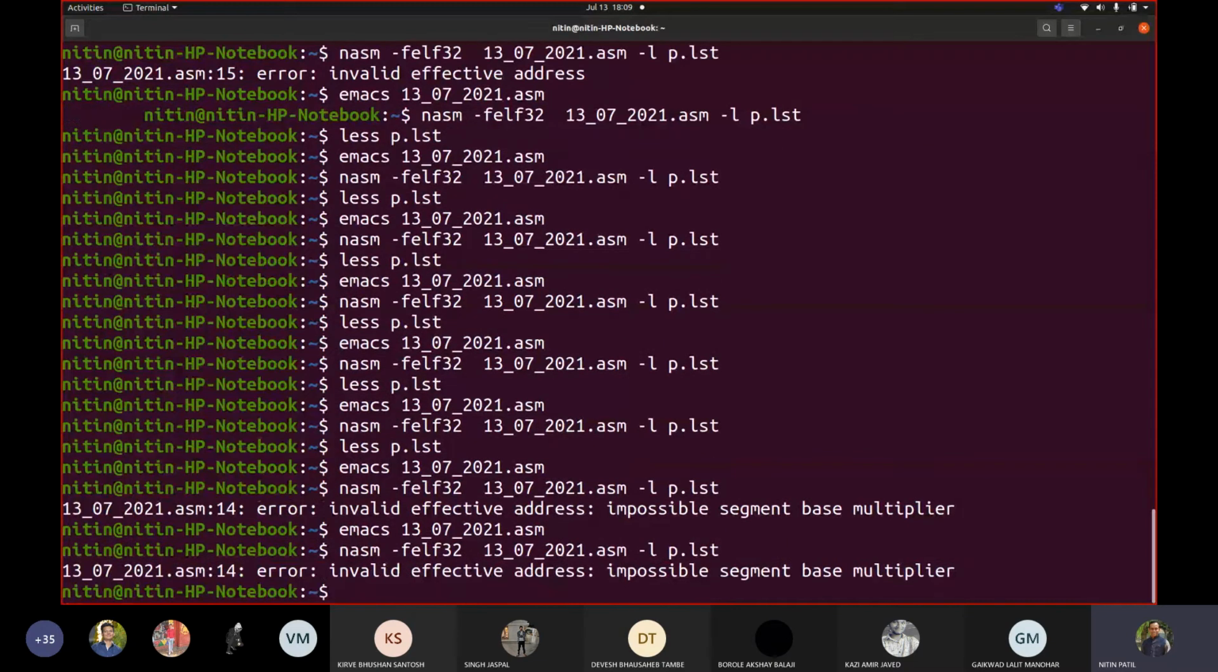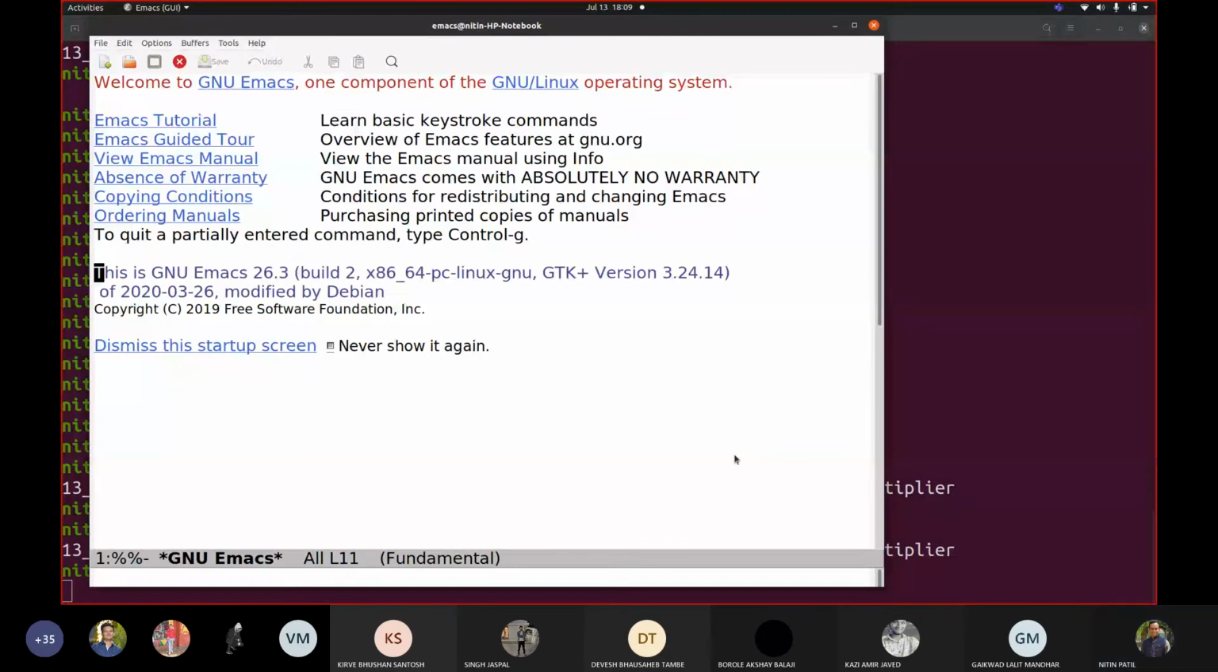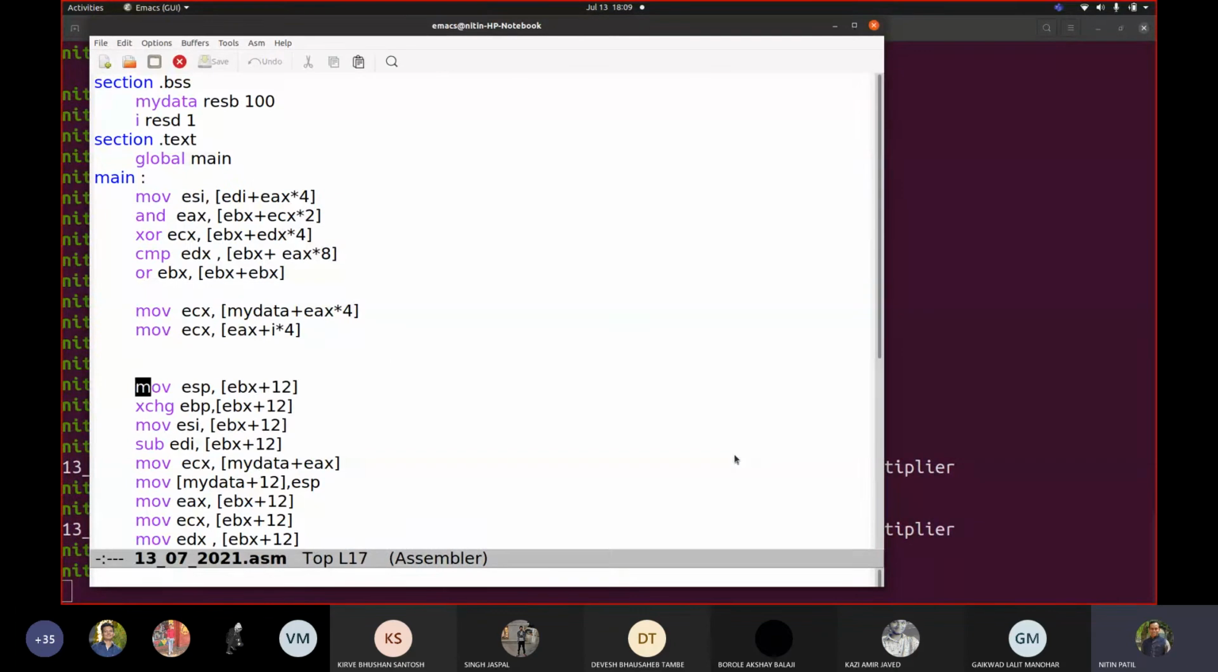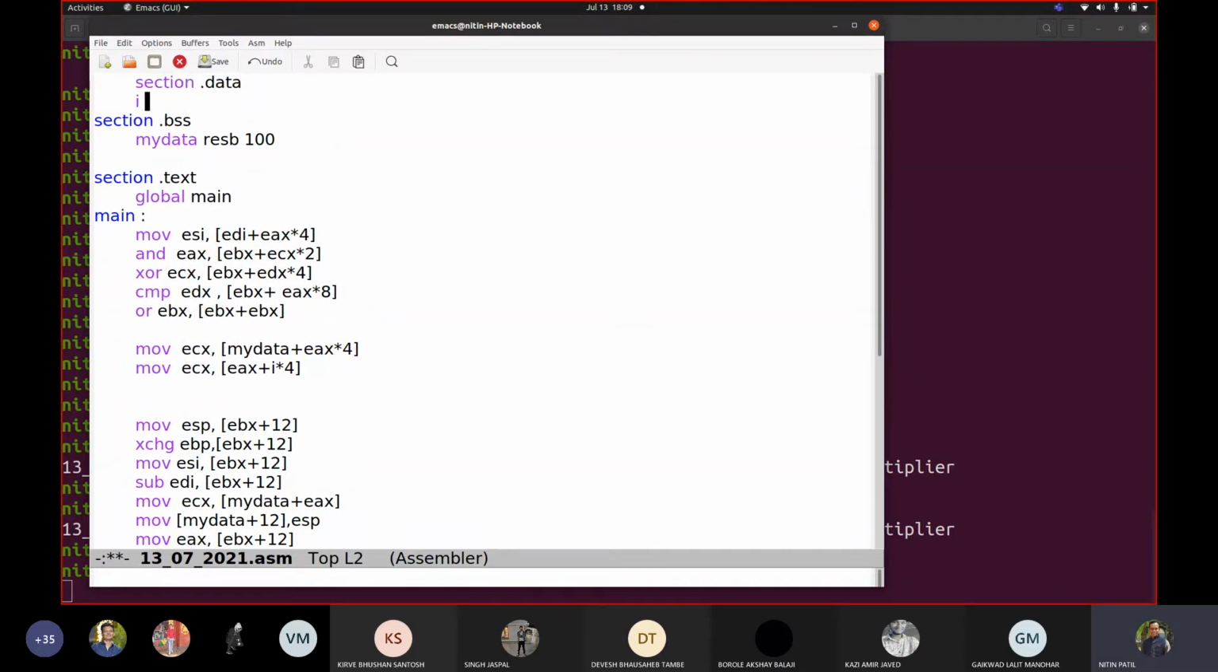So still what is it saying? Impossible segment based multiplier. Because the reason being here, if I see, I'm trying to make use of this number over here. So let me declare this, section .data, ID D 10. Suppose I take this way.